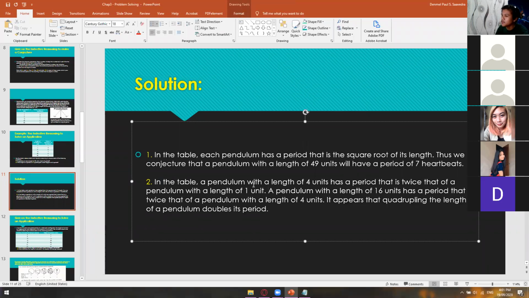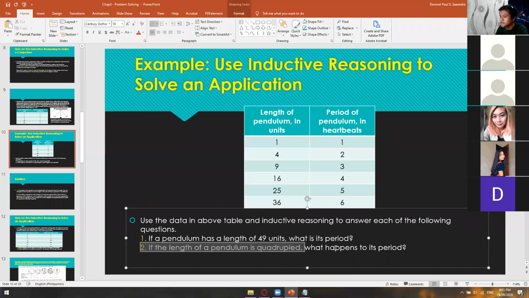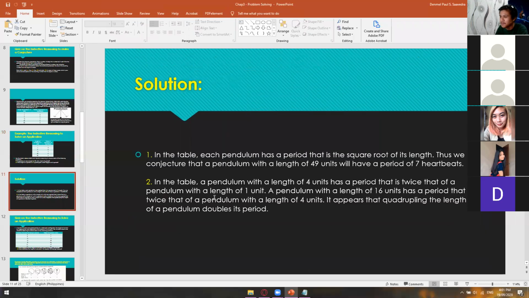So in the table, a pendulum with a length of 4 units has a period that is twice that of a pendulum with a length of 1 unit. So a pendulum with a length of 6 units has a period that twice that of a pendulum with a length of 4 units. So it appears that quadrupling the length of a pendulum doubles its period. Okay, so sino sumagot ng number 2 natin? Ako po. Okay, so very good on that one, Miss Paklaw na.